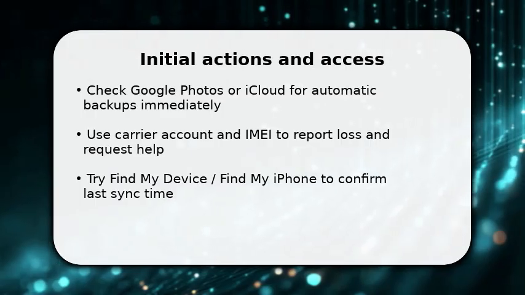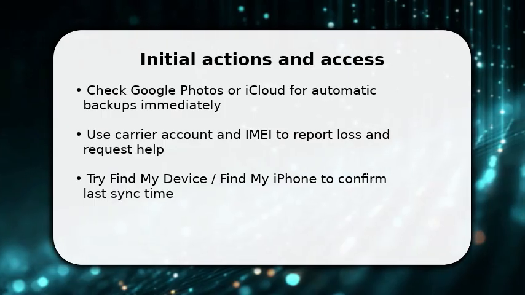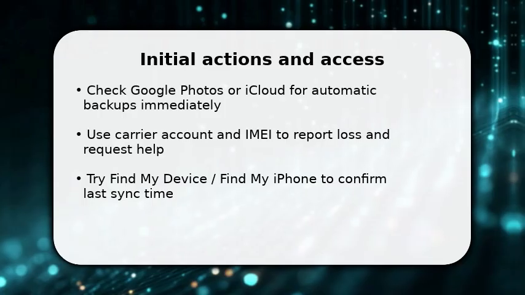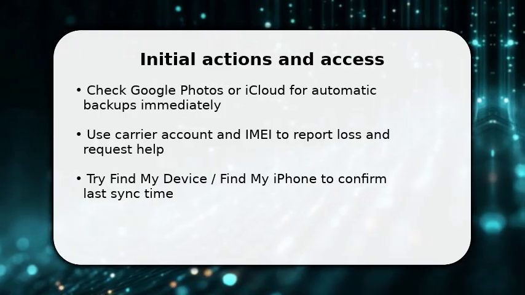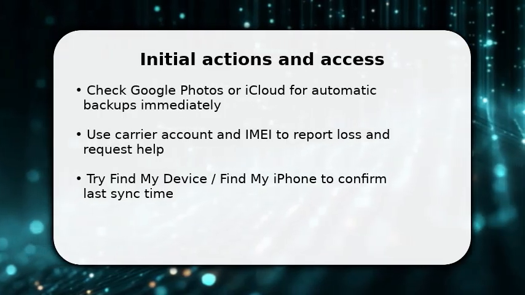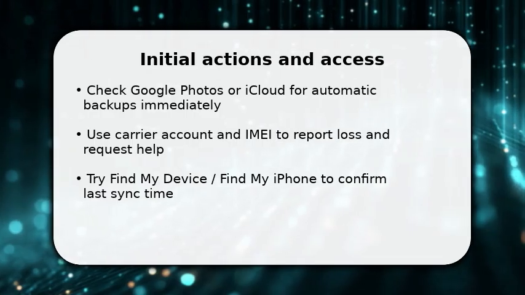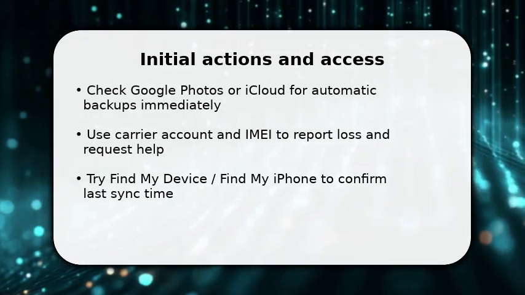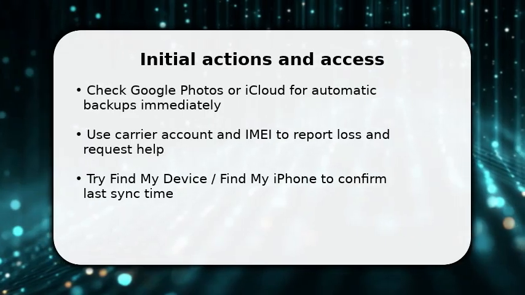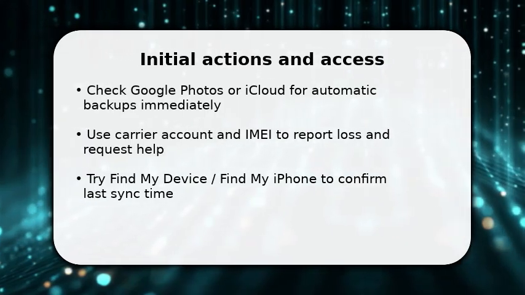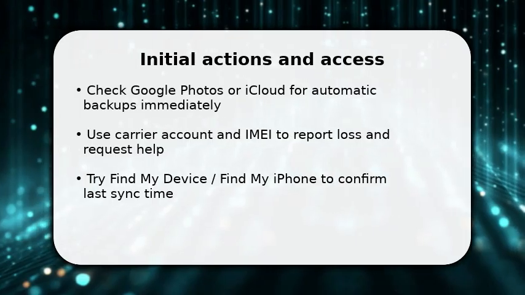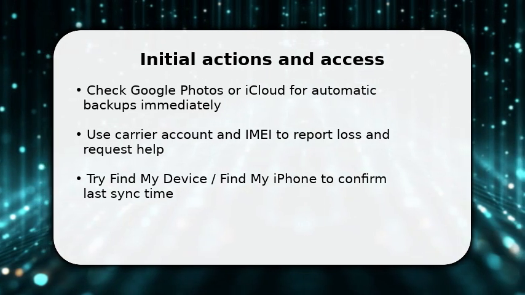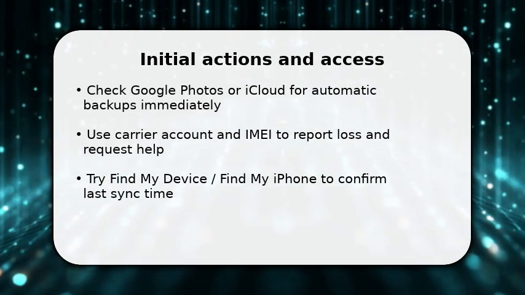You start by confirming where photos might already be stored: Google Photos, iCloud, or another cloud service. Once done, sign into the relevant account from a browser or another device and look for recent sync timestamps so you know what's recoverable. If you haven't, contact your carrier to report the loss and preserve the line using the IMEI. This prevents swapping and may help remote recovery. Make sure you have account credentials or recovery email/phone ready before proceeding to downloads.